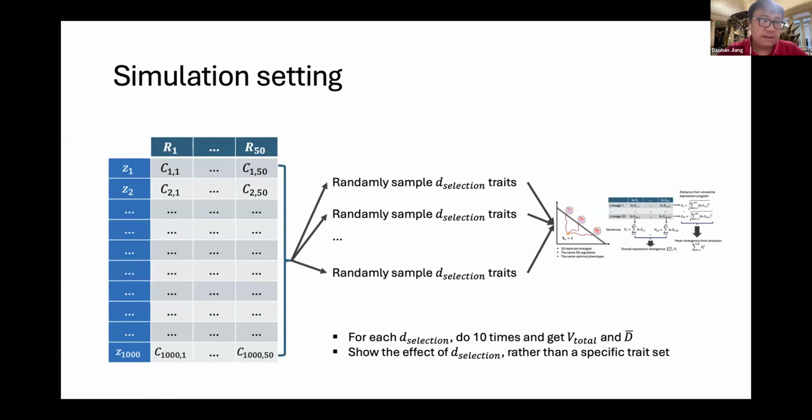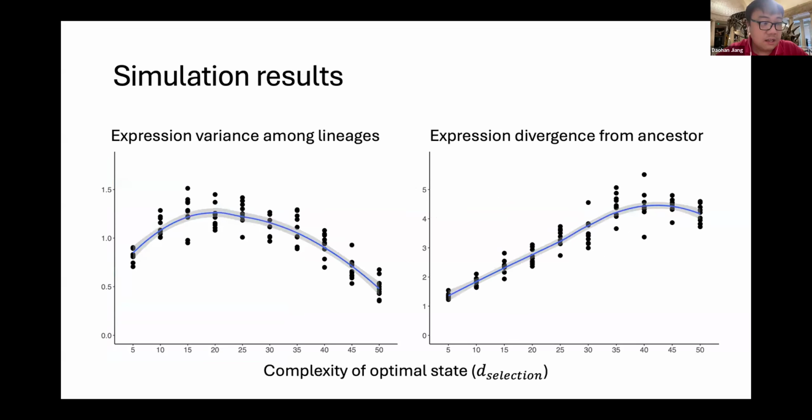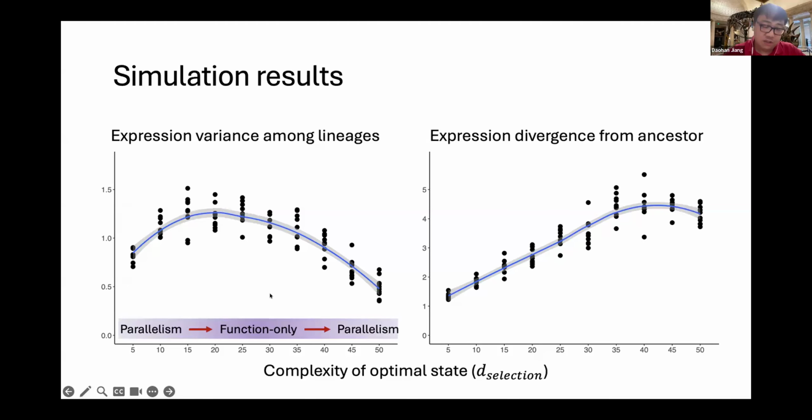In case traits subject to selection in a given simulation happen to have high or low genetic covariance, for each level of complexity, I simulated using multiple distinct sets of traits. So I ensure I can see the effect of complexity rather than the specific set of traits. And here's the outcome. The variance shows an interesting non-monotonic trend, increasing and then decreasing with complexity, showing a shift from parallelism, away from parallelism, and back to parallelism.